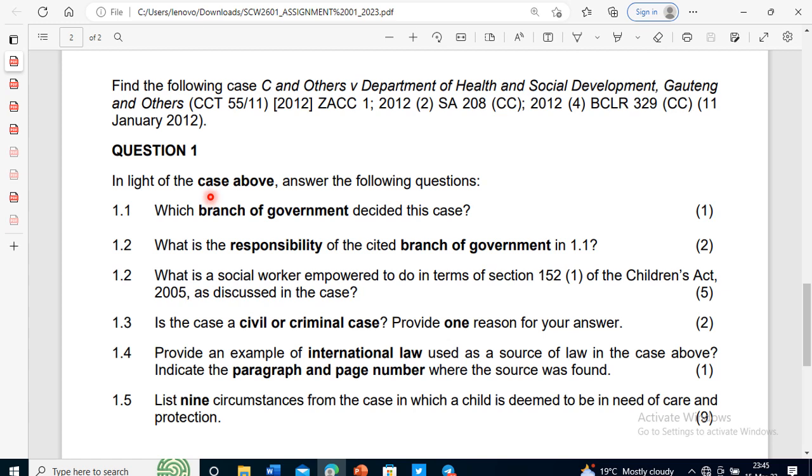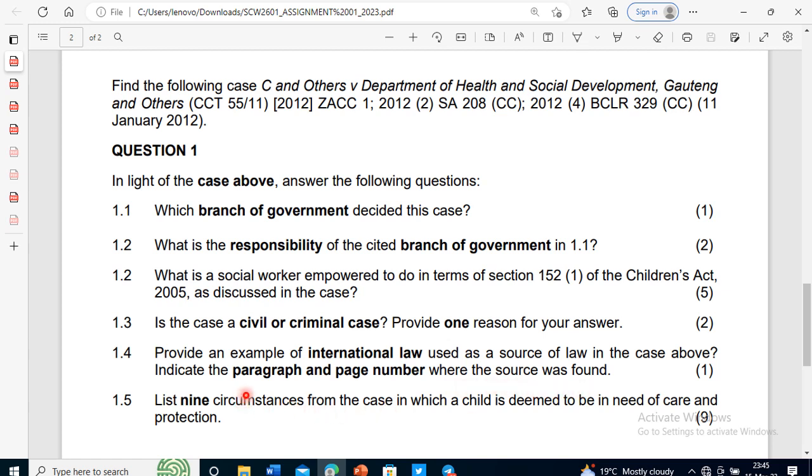So you can find a better way to explain it for yourself, because if I give it to you guys openly, you're just going to read the same thing and face some plagiarism. So just check that and see how you can prove that it is civil. At least I've given you something. 1.4, I do believe that it was supposed to be 1.5. Provide an example of international law used as a source of law in the case above. Indicate the paragraph and page number where the source was found.